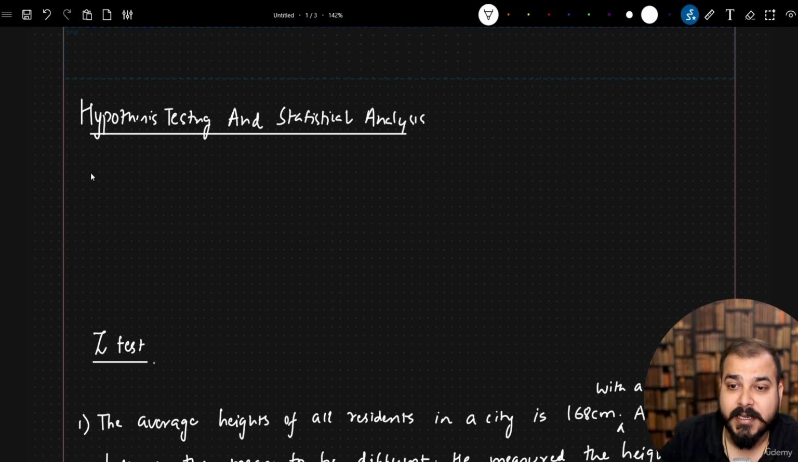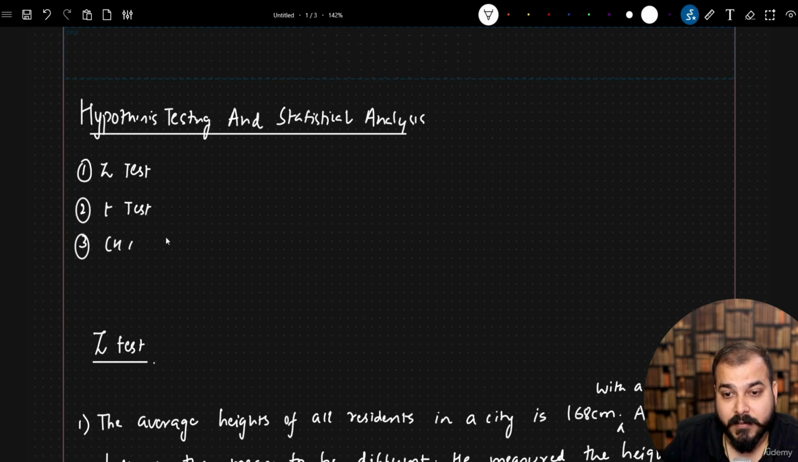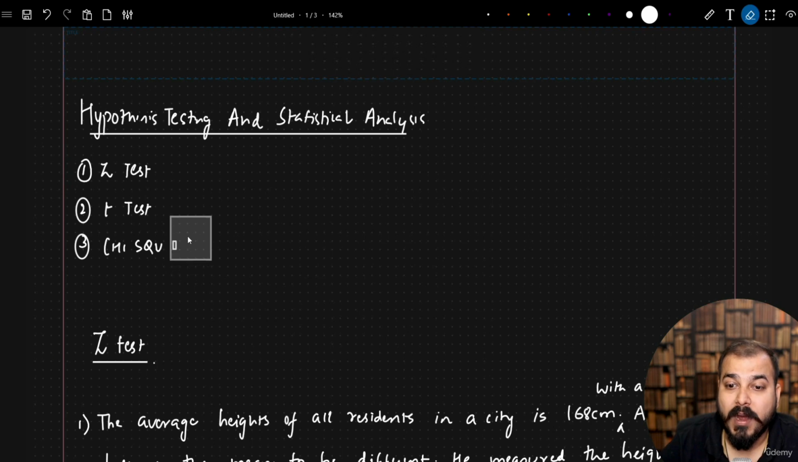Now with respect to statistical analysis, there are various types. One is something called Z-test. The second one is something called T-test, right? Then we have the chi-square test. Similarly, we also have the ANOVA test, and there are many more tests as such, which we will be discussing as we go ahead.